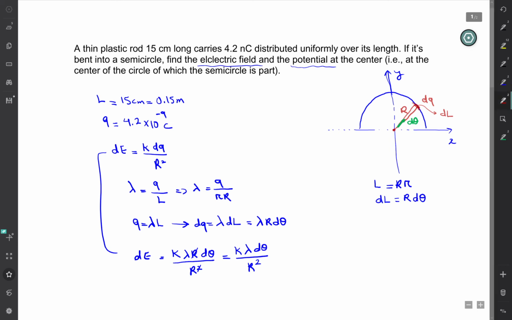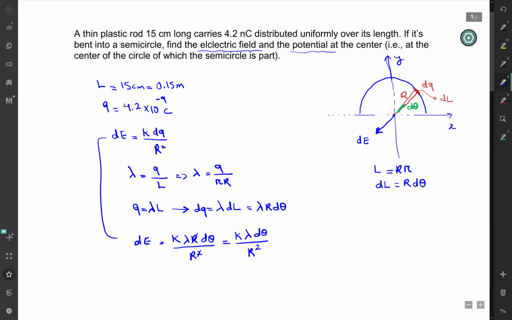Because the charge on the semicircle is positive, this dq is going to create an electric field dE at the center along the line of r, going away from the charge. So that is actually my dE, the dE that I have the equation for written in here.